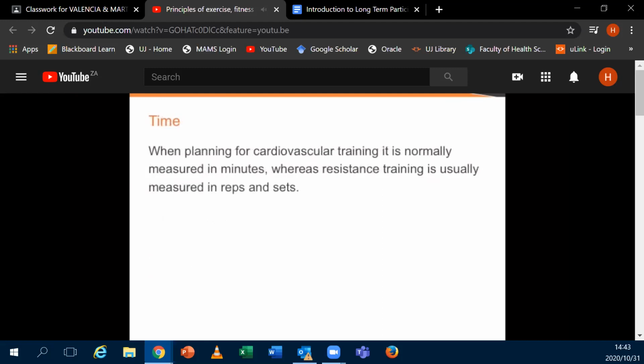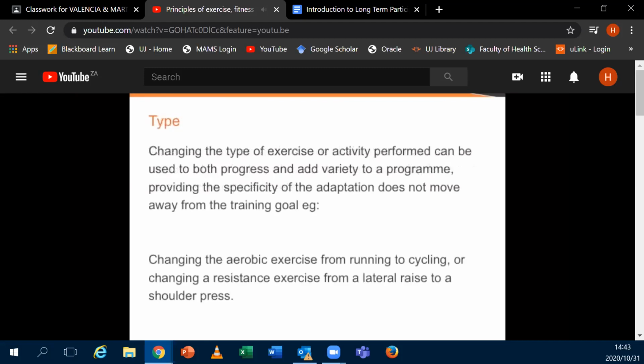Time. When planning for cardiovascular training, it is normally measured in minutes, whereas resistance training is usually measured in reps and sets. Type. Changing the type of exercise or activity performed can be used to both progress and add variety to a program, providing the specificity of the adaptation does not move away from the training goal. For example, changing the aerobic exercise from running to cycling, or changing a resistance exercise from a lateral raise to a shoulder press.